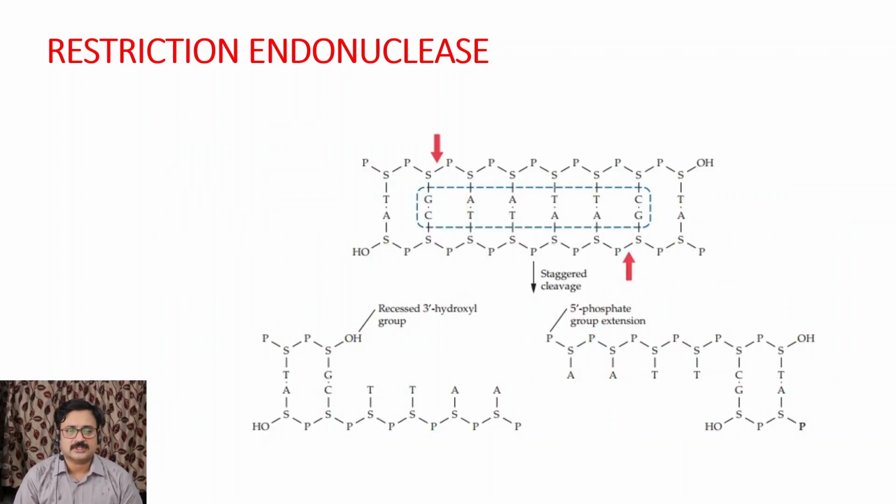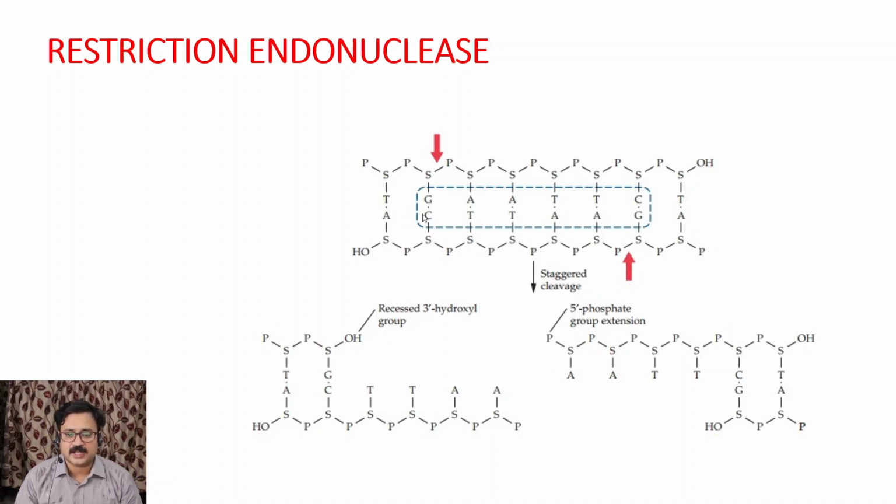Next we will see how the restriction endonuclease cleaves the DNA molecule. Restriction endonucleases can cleave the DNA molecule in 2 ways. One is the staggered cleavage, also called sticky end cleavage, and the other is the blunt end cleavage. Restriction endonucleases can be classified based on these characteristics. The ones which produce staggered ends are called staggered end or sticky end producing restriction endonucleases, and the other ones are called blunt end producing restriction endonucleases.